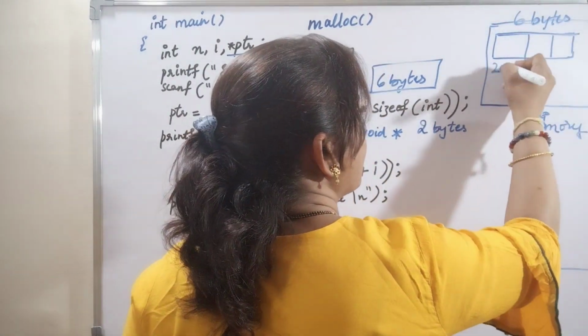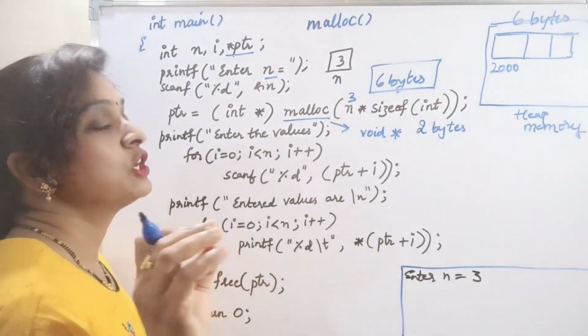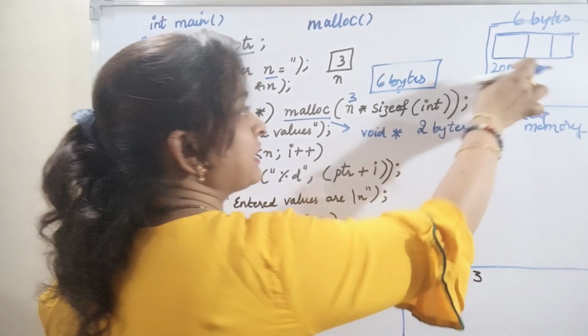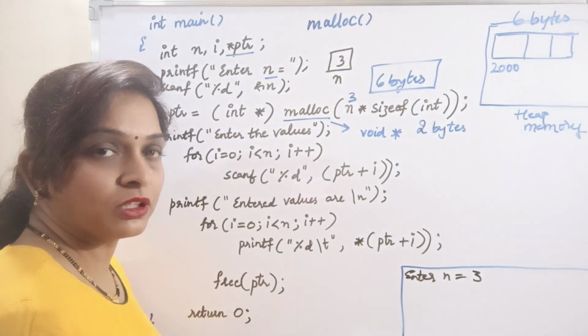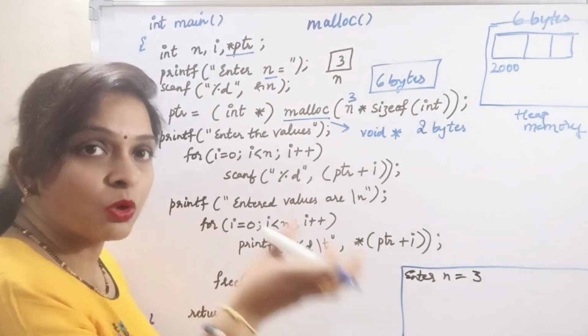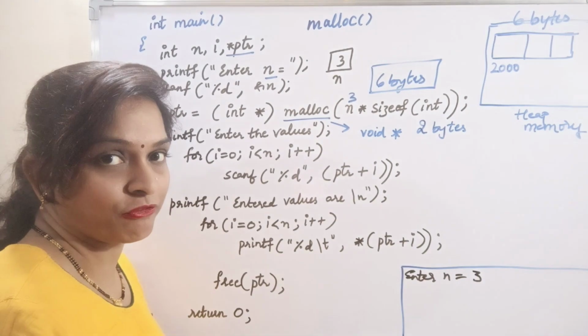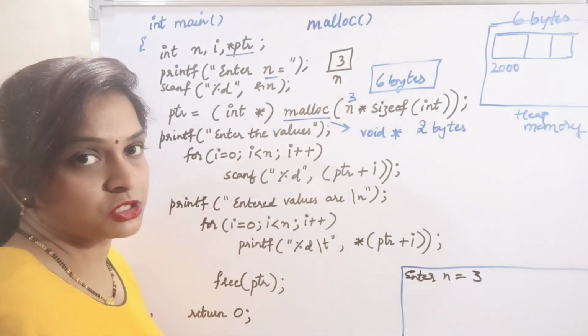The first byte address is 2000. So let us assume the first byte address is 2000. So this first byte address it is going to return. So it is a void pointer, generic pointer, and this address or this location can store any type of values. Generic pointer means it can store any type of values.